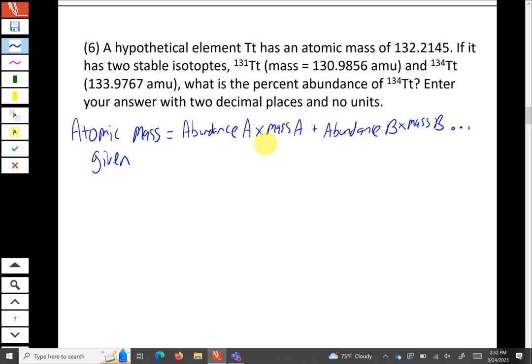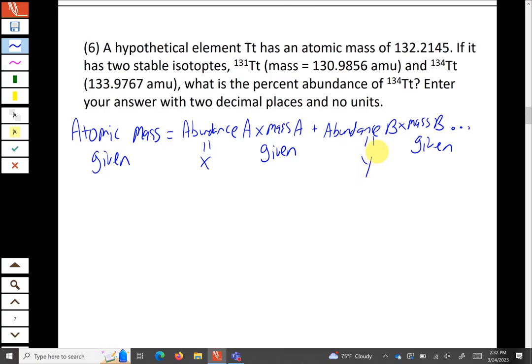So if we call this the 131 isotope, that's going to be given to us in the problem. That's that number. This mass is given to us. But what our unknowns are going to be are the fractional and percent abundances of both. We don't know either of those. So we'll call those our two variables x and y.